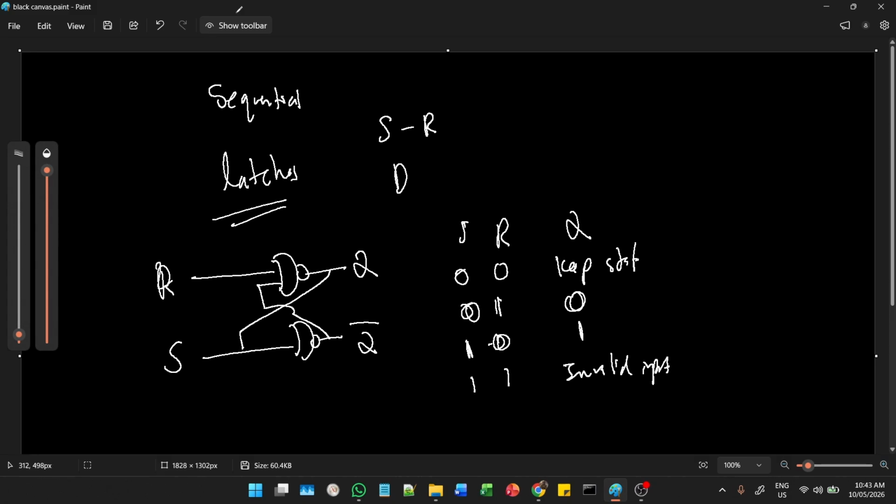So a D latch replaces the two inputs of an SR latch with a single input that has a 0 and 1, right? So if you put a 1 here, it'll go 1 here, it'll come 0 here, so on and so forth. That is an SR latch and a D latch. Okay.